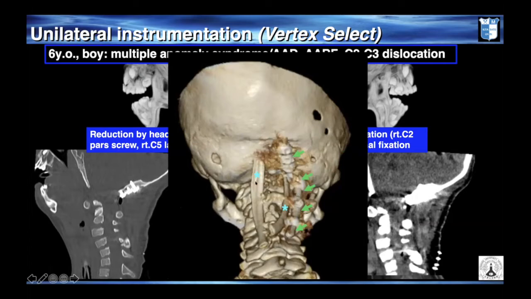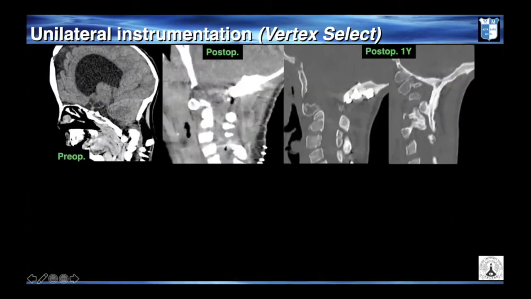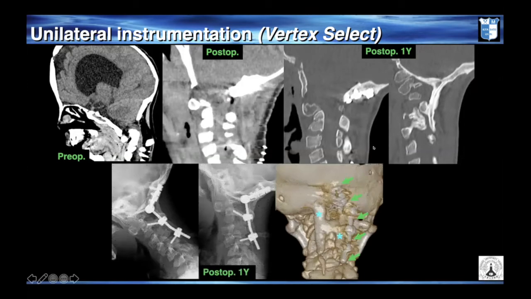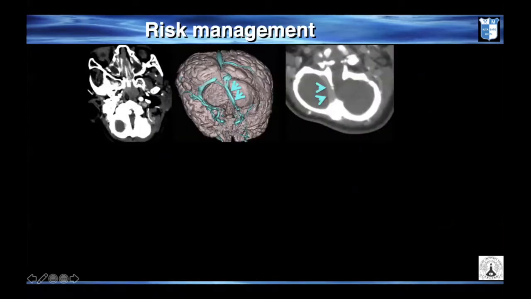This is post-op, and this is the rib bone graft. And this one is the instrument on the right side. This is immediately post-op. This is 1 year after surgery, and beautiful ossification is obtained. This is an X-ray at post-op 1 year, and there's no instability. So we need to manage whatever the risk there is.